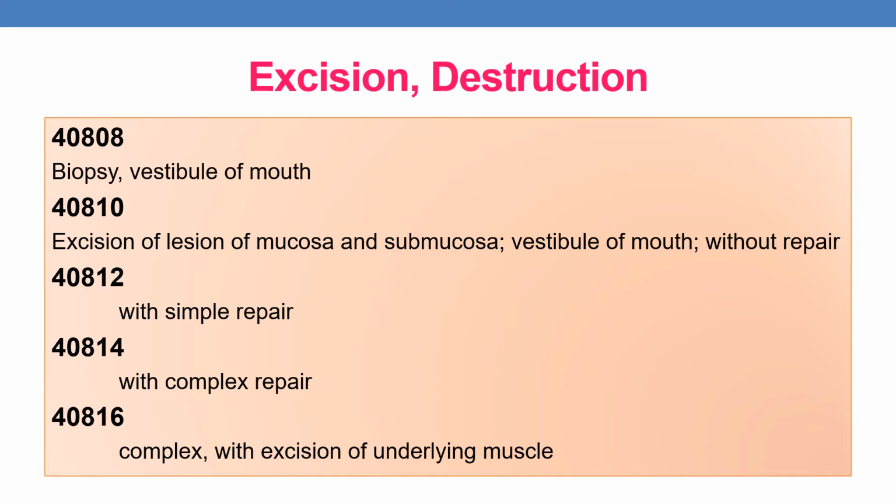The next is 40810. It deals with excision of lesion of mucosa and submucosa, vestibule of mouth without repair. If it is with simple repair, the CPT is 40812. If it is with complex repair, the CPT is 40814. If it is complex repair with excision of underlying muscle, the CPT is 40816.